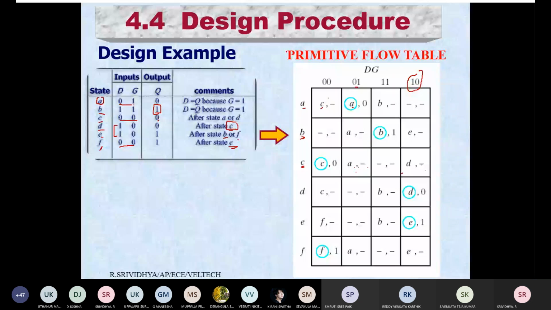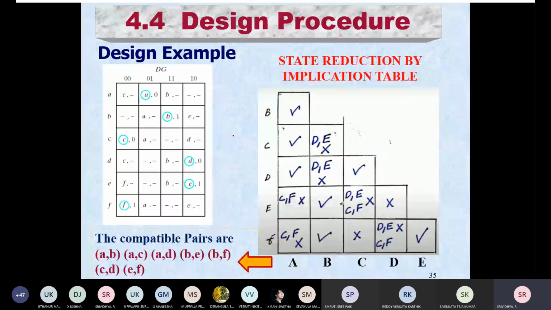Now, the next step is called the implication table. So, what is this implication table? Now you have 6 states. From the design, we obtained 6 states.